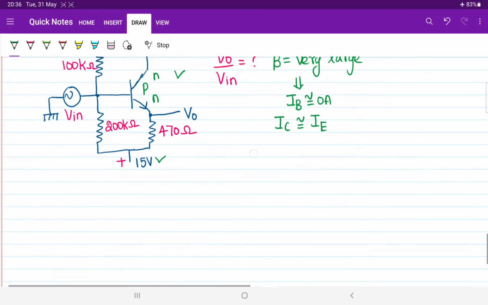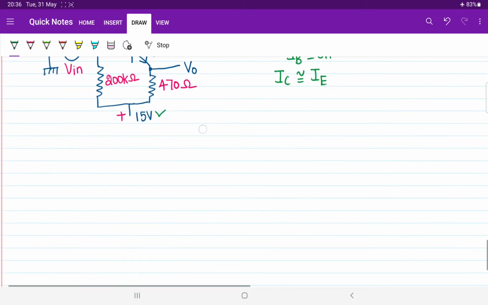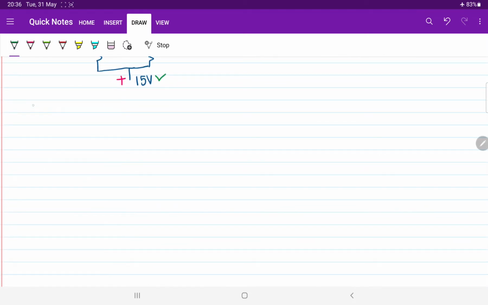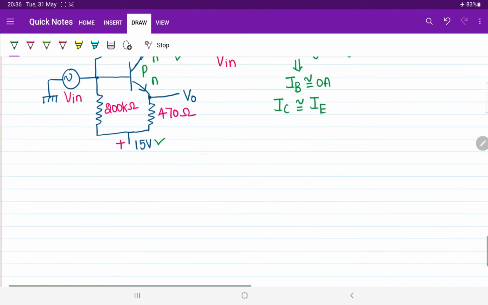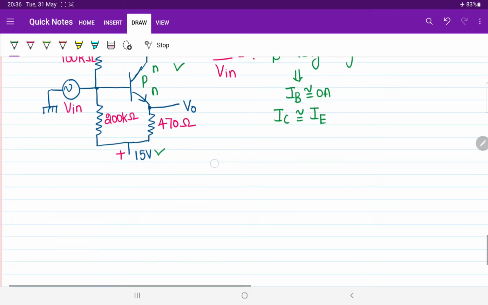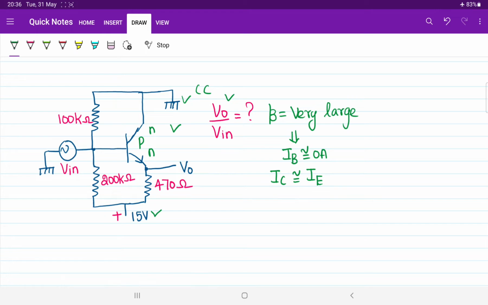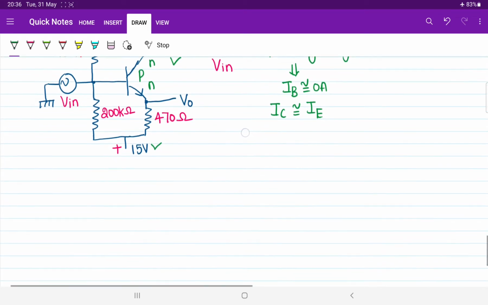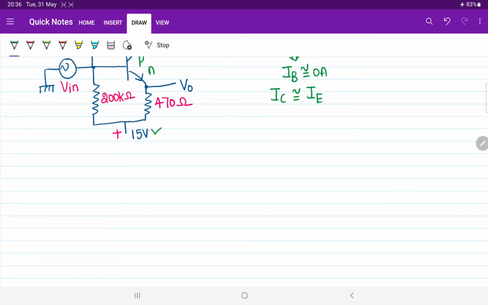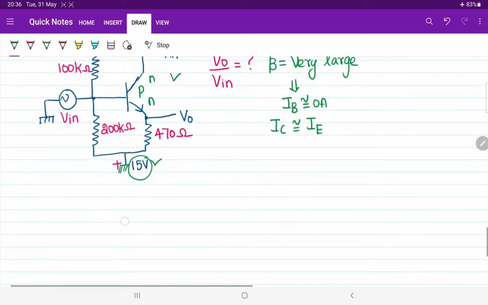Let us see how to draw the AC equivalent circuit. The procedure is we have to deactivate all DC sources, and then we can draw the circuit. If a capacitor is there, then the capacitor will be short circuited. Anyway, a capacitor is not there in this question. There is only one DC voltage source. I have to deactivate it by connecting it with the ground.